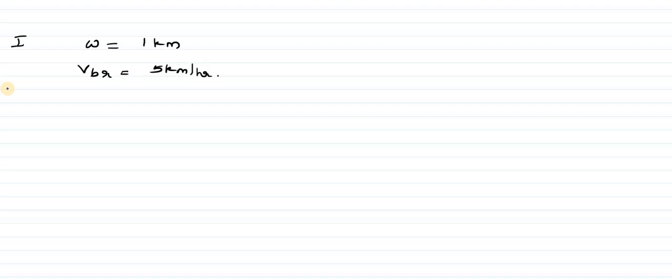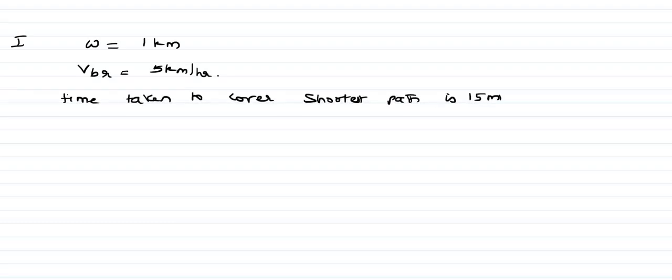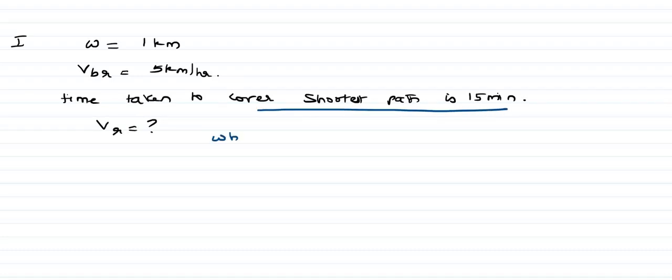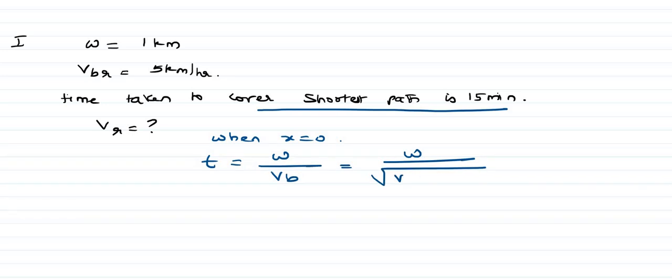Now the boat, the shortest path taken, time taken to cover shortest path, is 15 minutes, correct? Shortest path, not shortest time. So the velocity of the river you have to find out. Now tell me, when drift equal to 0, shortest path, time is given by what? Width by VB, where VB is nothing but the square root of VBR square minus VR square, correct?